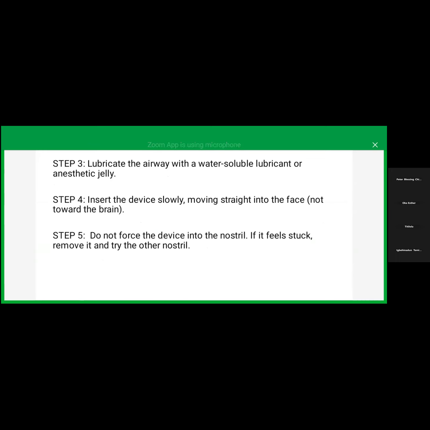Remember that the other one, we said we'll insert it with the cuff end facing the brain. But in the nasopharyngeal airway, we don't insert it with the cuff end facing the brain. No, we don't. We insert it straight through the face.